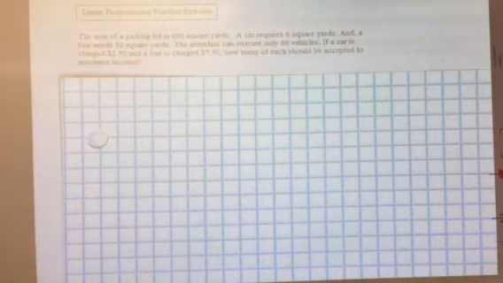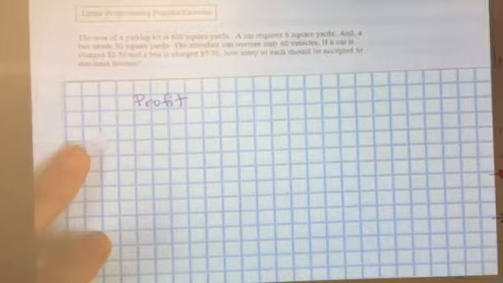REI 12 linear programming example. The area of a parking lot is 600 square yards. A car requires 6 square yards and a bus needs 30 square yards. The attendant can only oversee 60 vehicles. If a car is charged $250 and a bus is charged $750, how many of each should be accepted to maximize income? So first we want to think about our objective function.